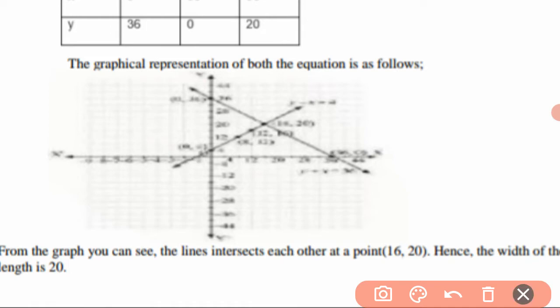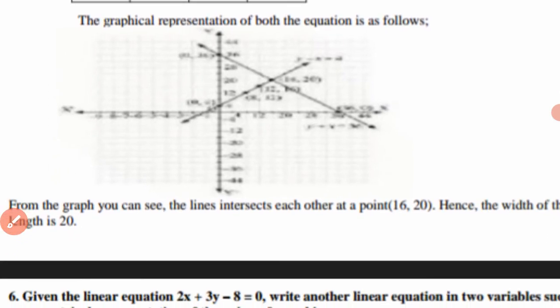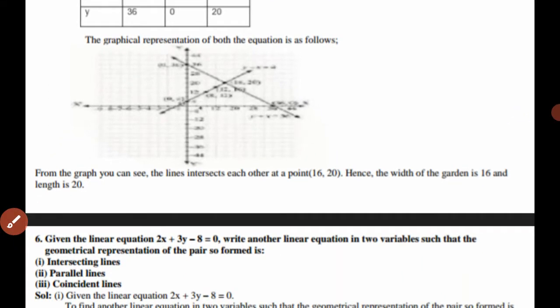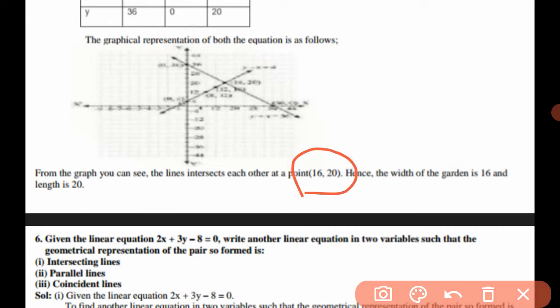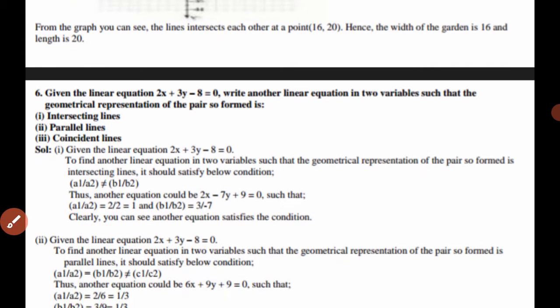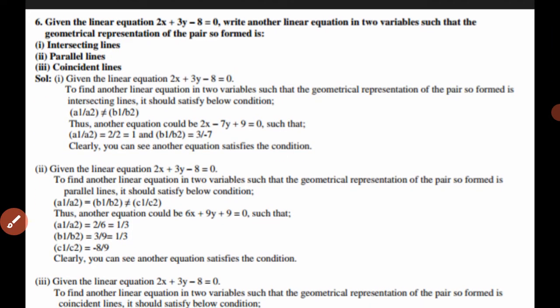So here we can say, from the graph you can see the lines intersect each other at the point (16, 20). So this is the point of intersection of the graph. Hence the width of the garden is 16 and the length is 20, meaning the length equals 20 meters and the breadth will be 16 meters. Now in question number 6 we have been given the linear equation 2x plus 3y minus 8 equals 0.